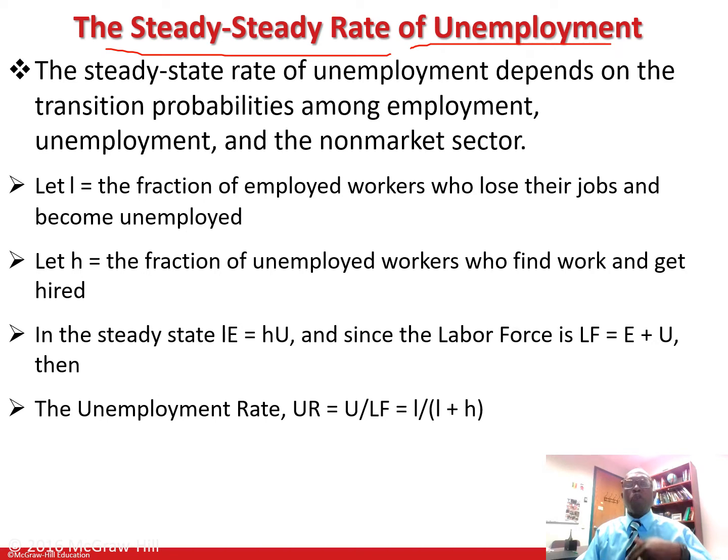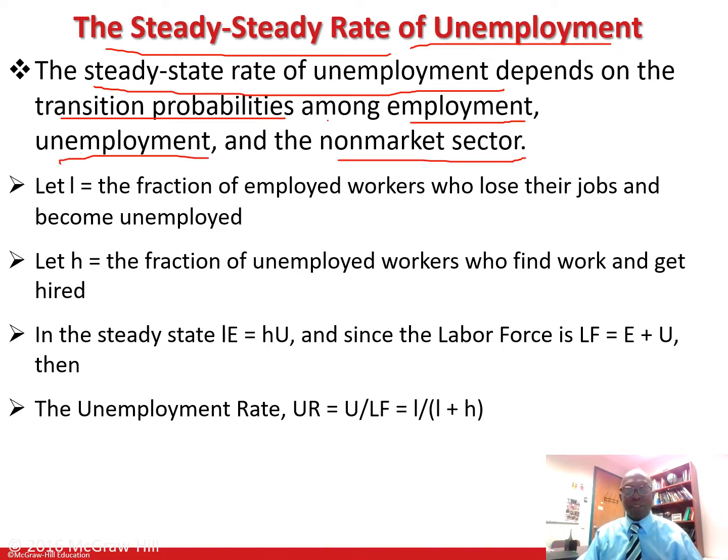The flows of workers across jobs and in and out of the labor market generate some unemployment. It's easy to calculate the steady state rate of unemployment, the unemployment rate that will be observed in the long run as a result of this flow. Therefore, the steady state of unemployment depends on the transition probabilities among employment, unemployment, and the non-market sector.